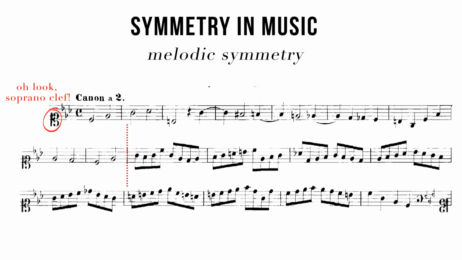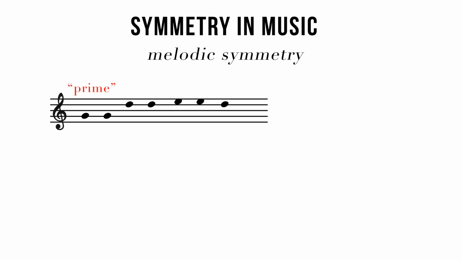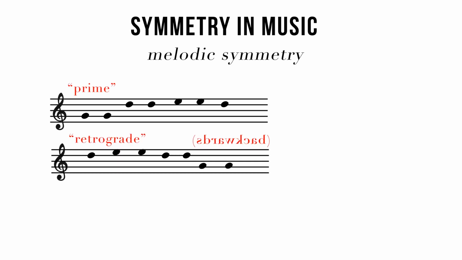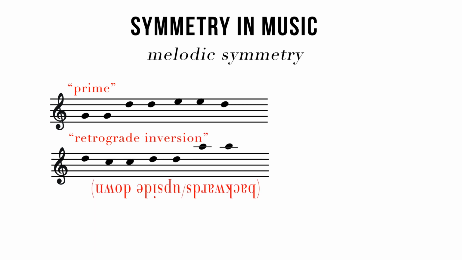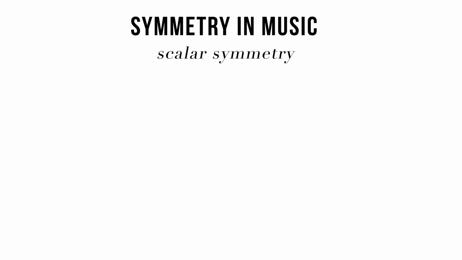Of course, that is just a glorified version of the concepts of retrograde and inversion, where retrograde is a series of notes played in reverse of the prime, giving it a horizontal symmetry, whereas inversion is a series of notes played upside down of the prime, giving it a vertical symmetry. We could also have a retrograde inversion, which would logically have both horizontal and vertical symmetry in relation to the prime. If melodies can be symmetrical, then scales can be as well.